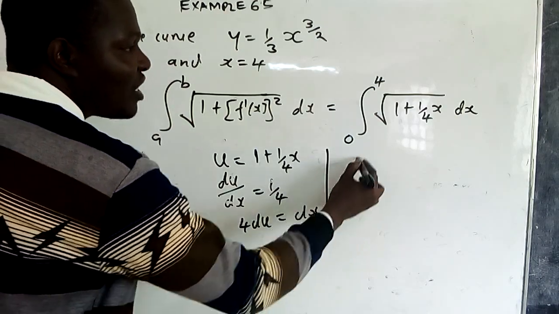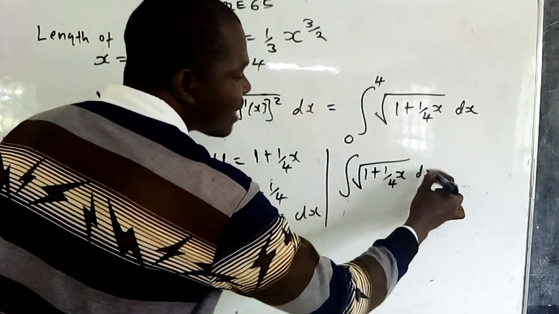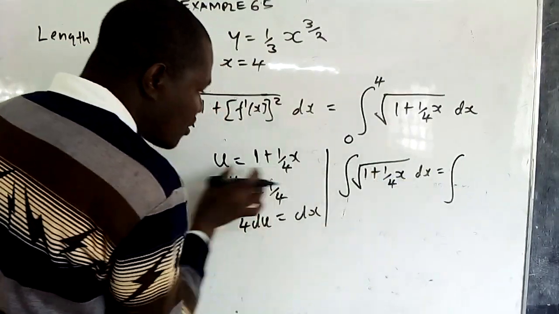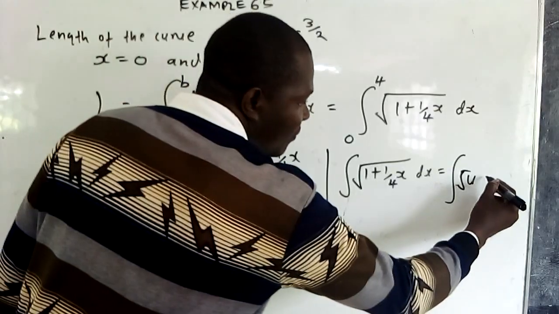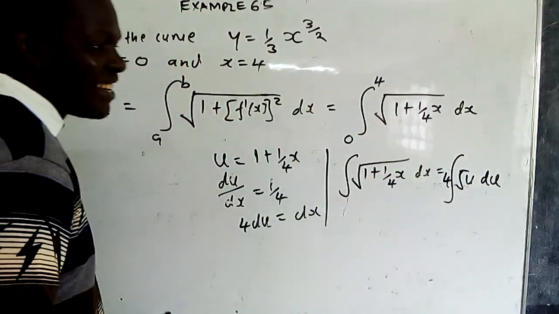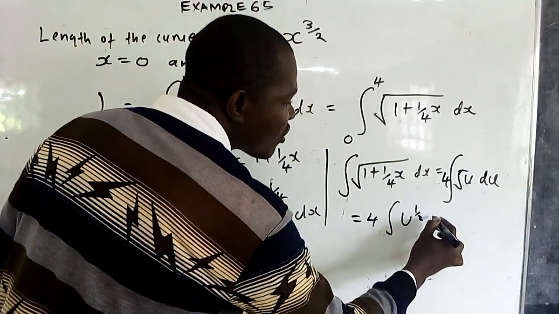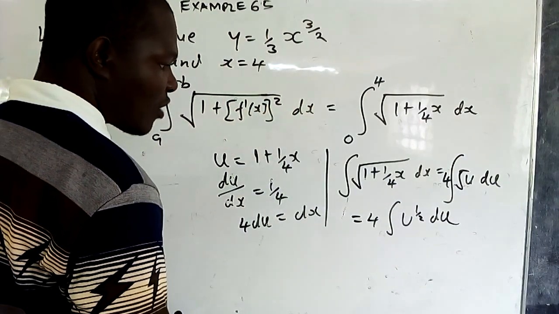So it means when you are integrating the square root of 1 plus a quarter x dx, this is the same as integrating the square root of u, where u is 1 plus a quarter x. And dx is the same as 4du. You factorize out the 4 outside, then you put the u there, isn't it? So this is 4 into the integral of u raised to power half du. Are we together? Is that okay?